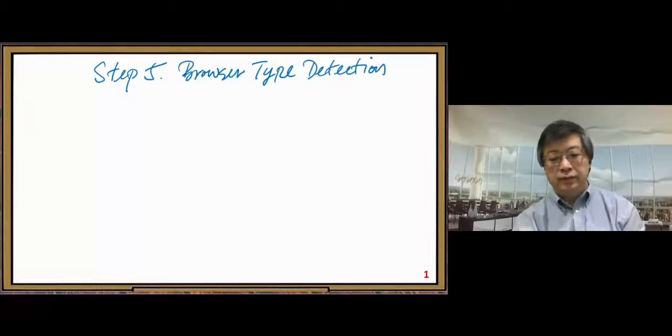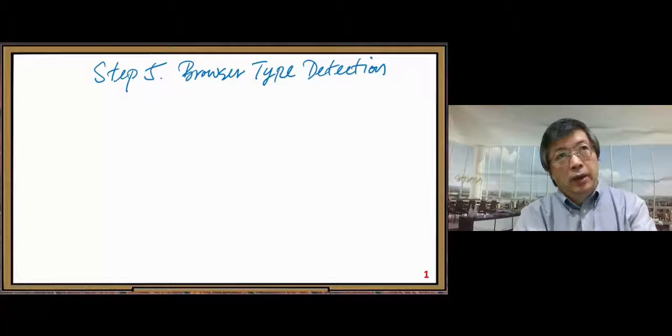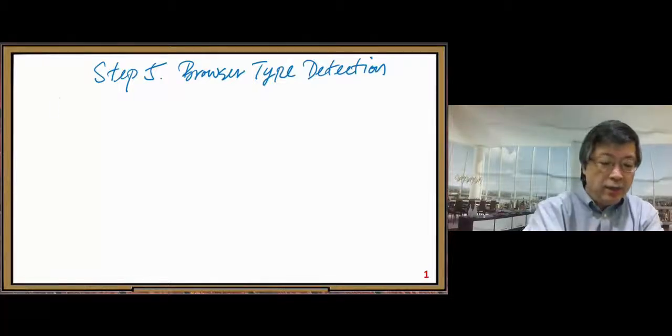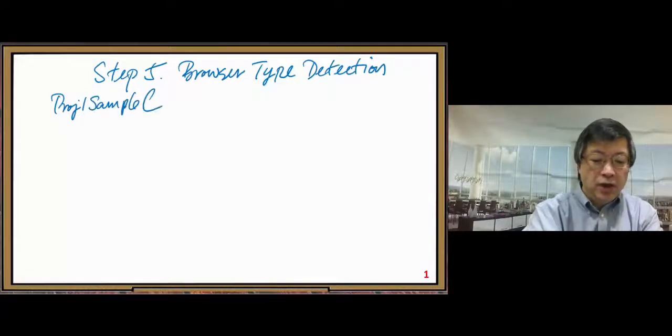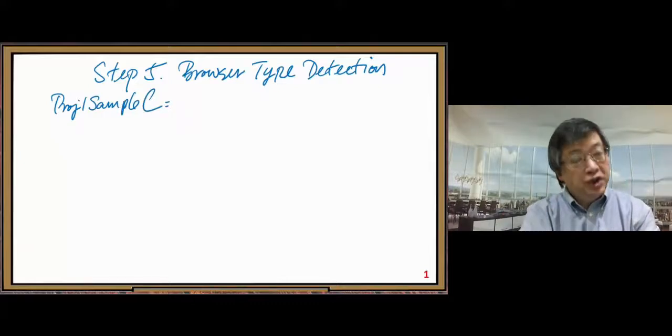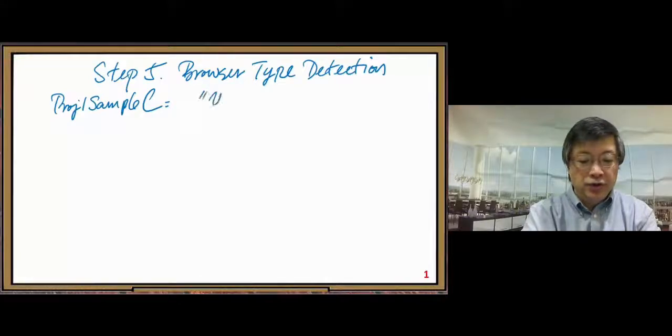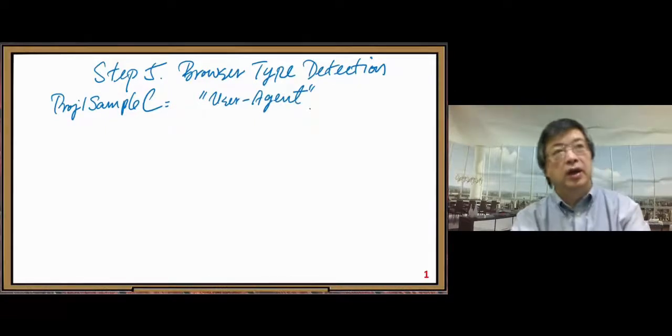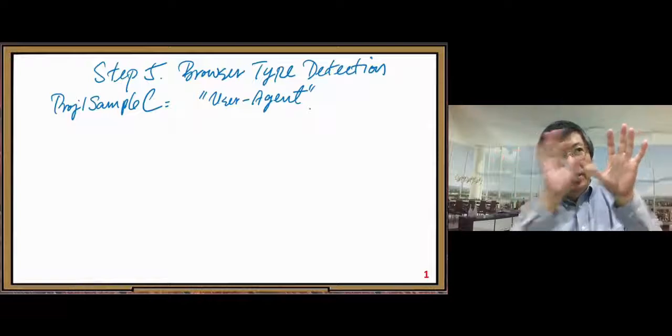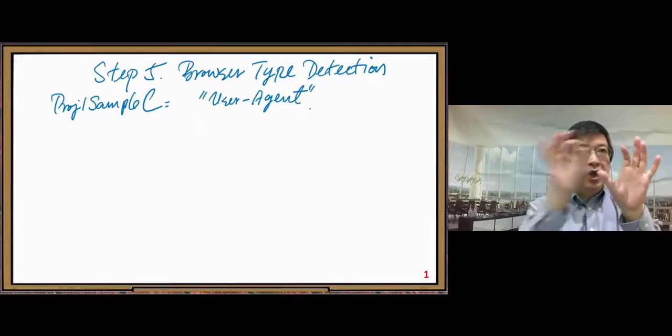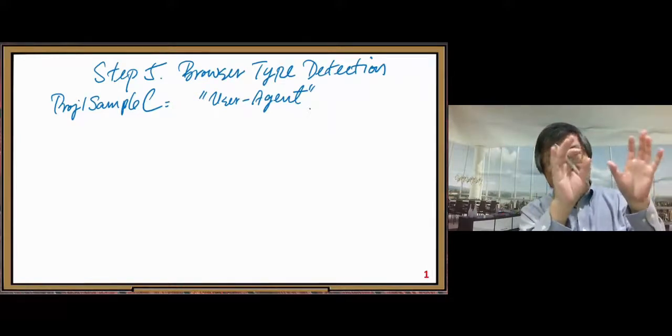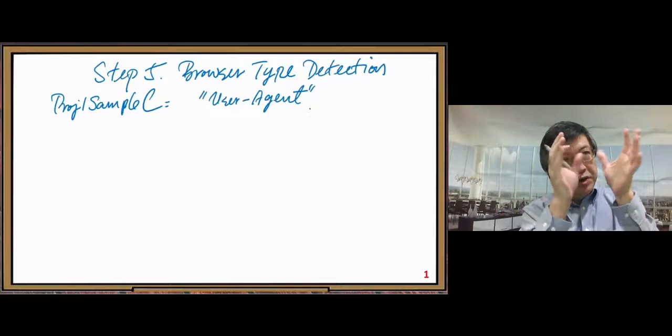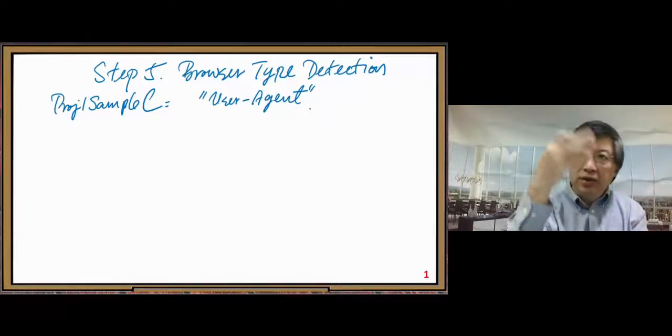So we know for the browser type, actually in the sample project I posted, sample C, I already include user agent. Remember the header part, HTTP header part, user agent. So we already extract that user agent part. Next, we only need to look at the special substrings inside. For each browser type, we try to use special substrings to detect different browser types.